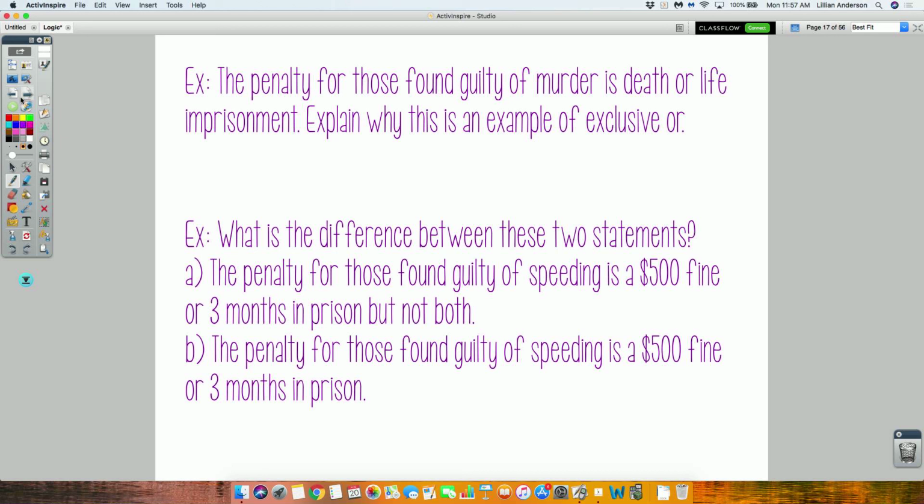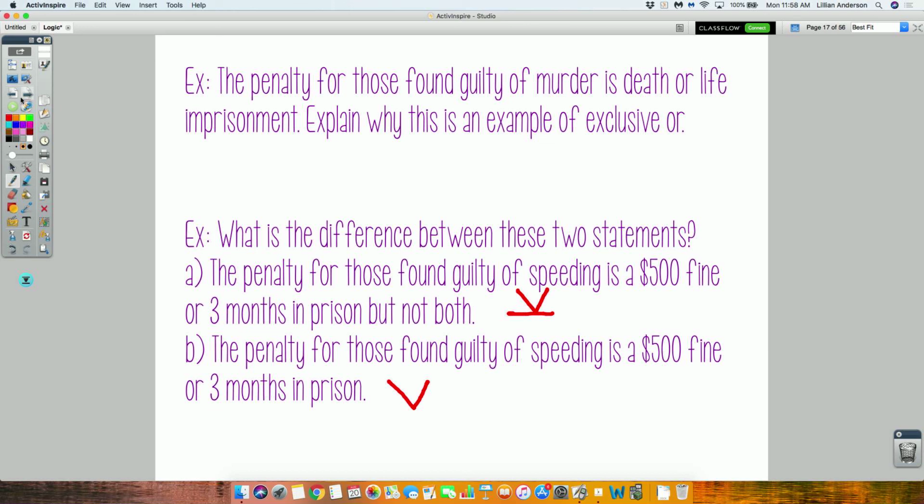The penalty of those found guilty of speeding is a $500 fine or 3 months in prison. The top one is inclusive, which means it could be both. The second one would be exclusive. So there's a big difference. If you were to say this was a P and Q type of situation, you had to write down words. There's a big difference between the two. This is if it had this symbol versus this symbol.